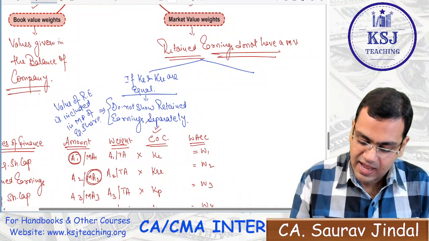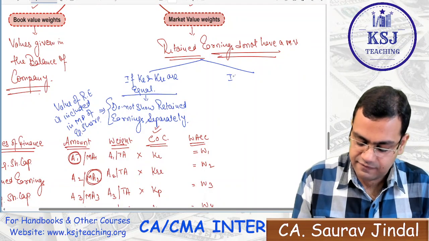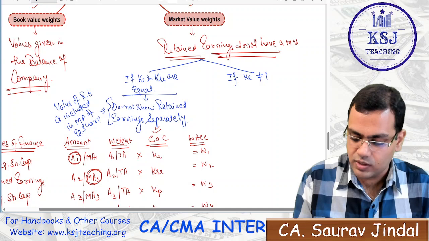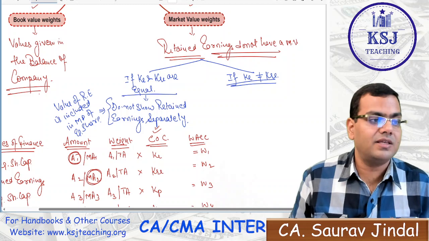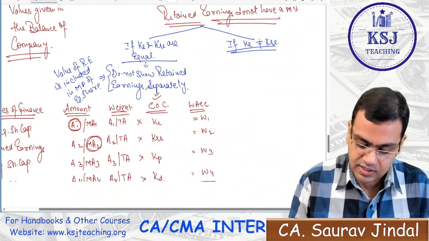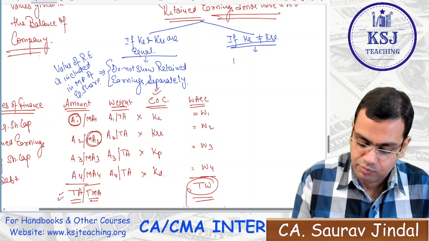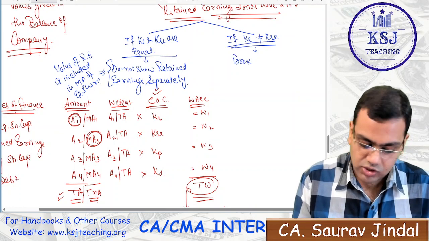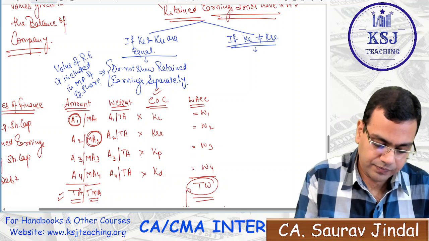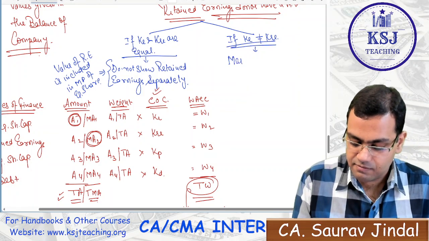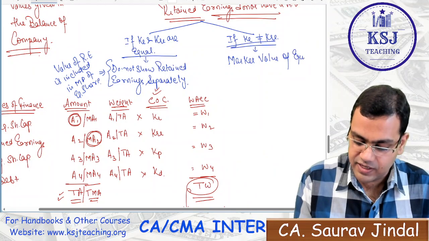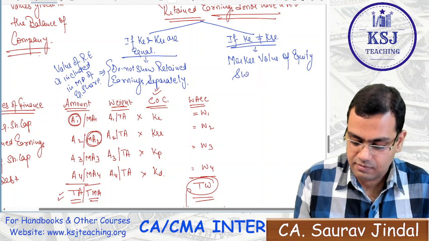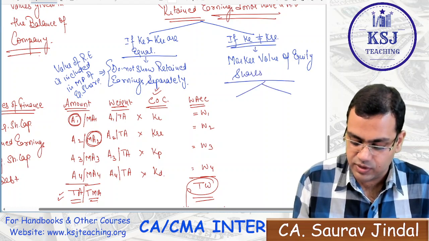But if Ke is not equal to Kre, then what will happen, sir? In that case, you will have to separate this Ke and Kre. How will you separate it? In that case, the market value, not the book value. In this case, the market value of equity shares will be distributed between equity share capital and retained earnings.